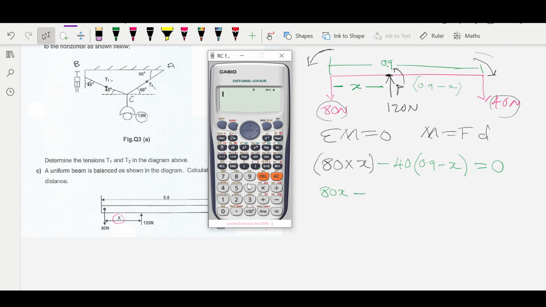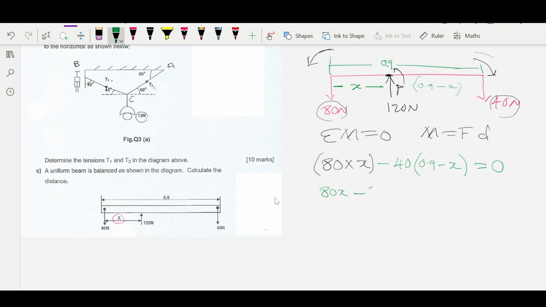Negative 40 times 0.9 will give us negative 36. So minus 36, and then plus, because we have negative 40 and then negative x there. So negative 40 times negative x will give us plus. So here we're going to have plus 40x. So this should equal 0.